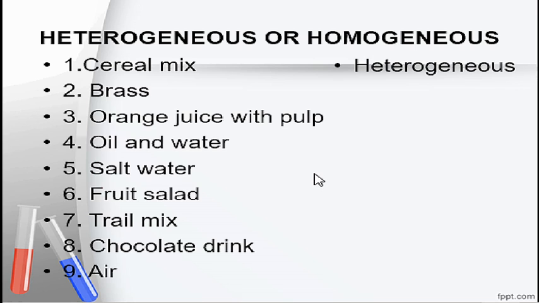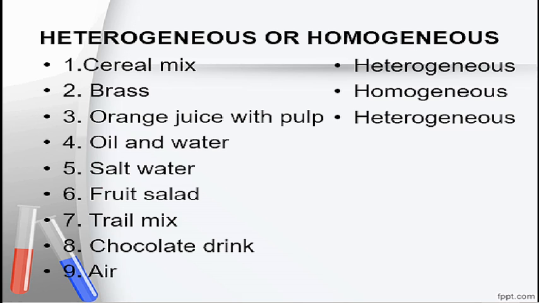For cereal mix, this is an example of a heterogeneous mixture because you will see every part or every piece of the cereal mix and you can easily distinguish one from the other. For brass, or yung mga nakikita natin, ginagamit sa mga trumpet, yung mga ginagamit pag fiesta, that is an example of a homogeneous mixture. Brass is a mixture because it is composed of different types of metal.